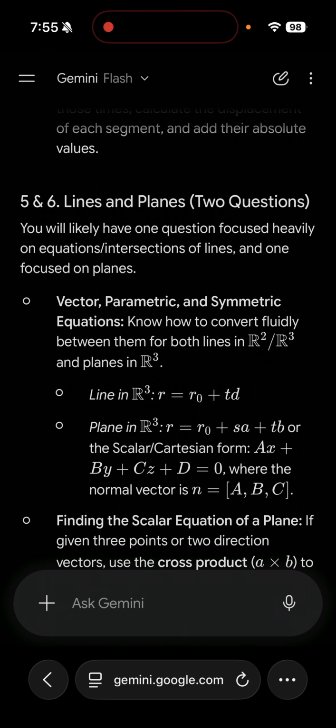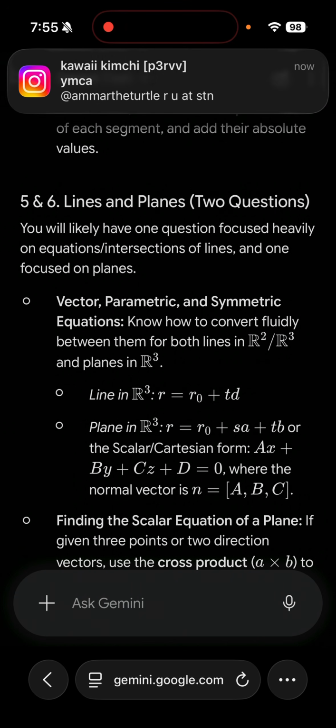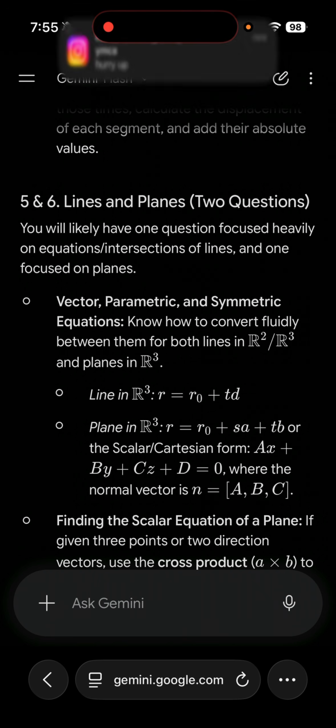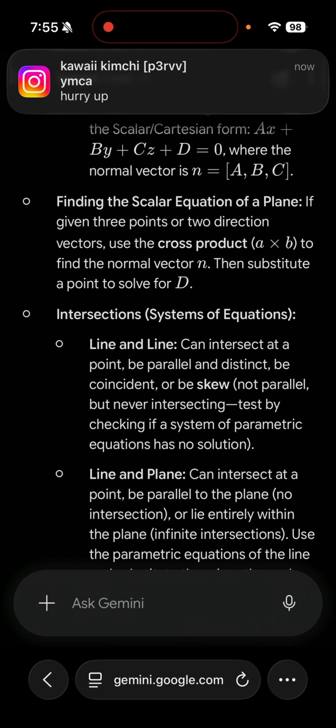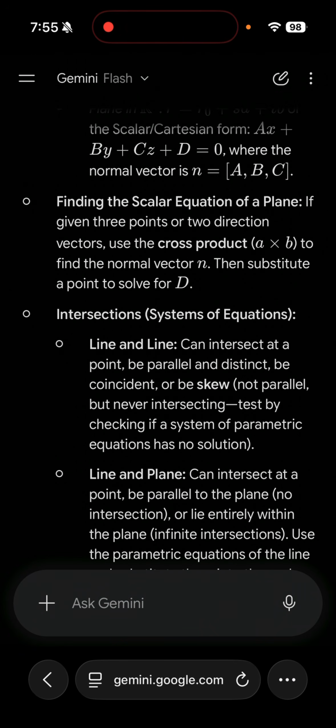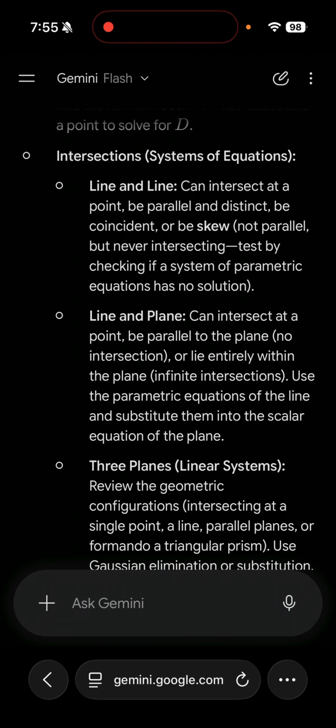Lines and planes: vector, parametric, and symmetric equations. A line in R3: r equals r initial plus t d. A plane in R3: r equals r initial plus s a plus t b, or the scalar/Cartesian form, ax plus by plus cz plus d equals 0, where the normal vector is n equals (a, b, c). Finding the scalar equation of a plane: if given 3 points or 2 direction vectors, use the cross product a times b to find the normal vector, then substitute a point to solve for d.